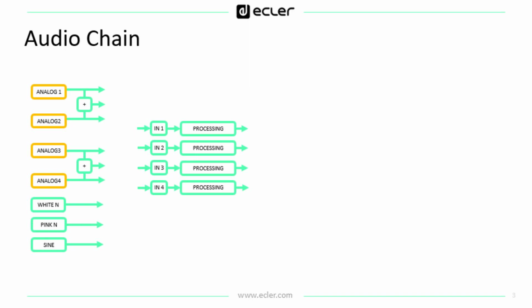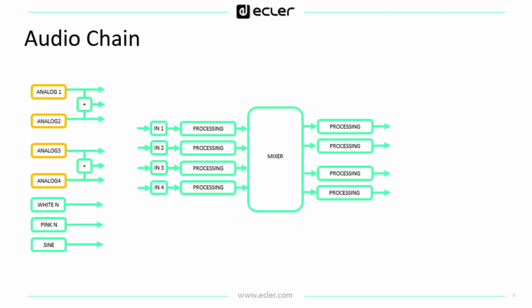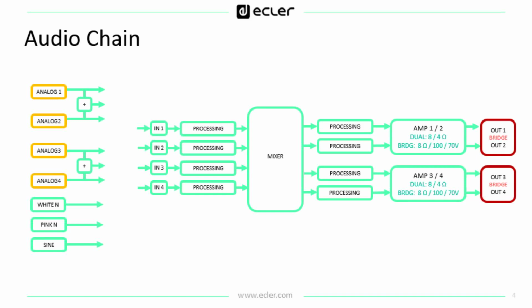After the DSP inputs you will find some processing and then a mixing matrix of 4 inputs and 4 outputs. The 4 outputs are then processed and amplified by 2 modules of 2 channels each module. Each module can work in dual mode offering 2 channels or bridge mode offering then 1 channel.